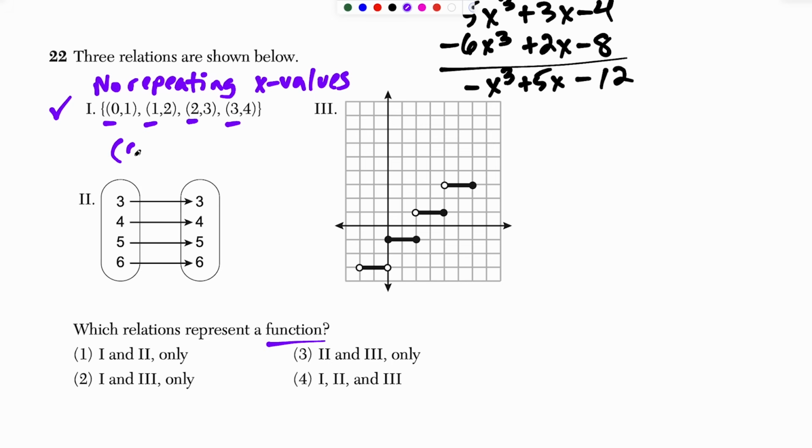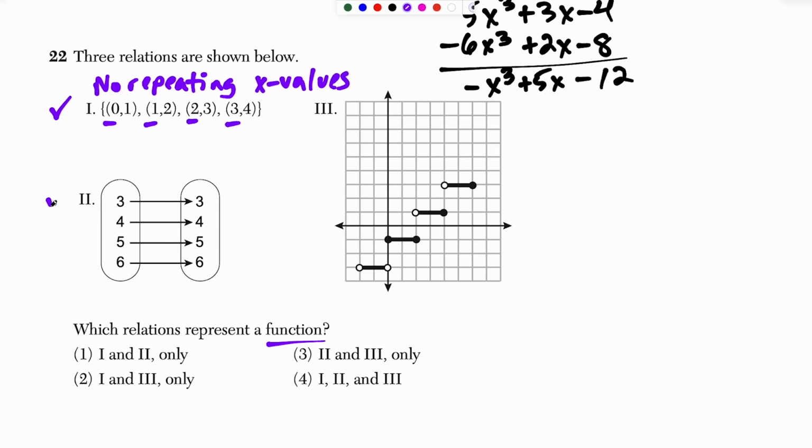So if I had something like, let's say, 0, 2 added, then we would have a situation where in the x column, we have 0 going to 2 places. It goes to 1, and then it goes to 2. And we can't have an x value going to 2 different y values because then this would not be a function. Okay, but that's not the case here. So we could say that Roman numeral 1 is good.